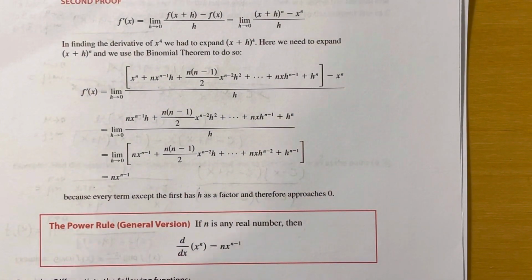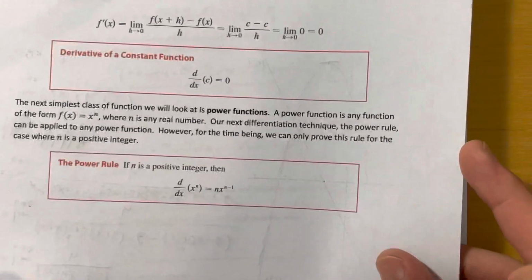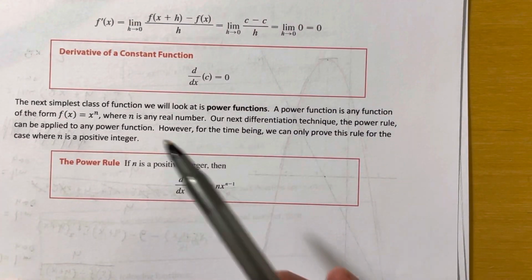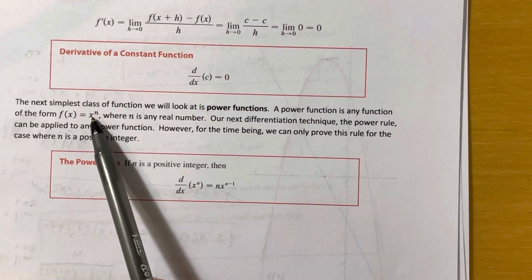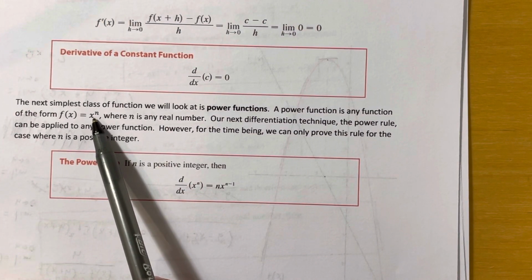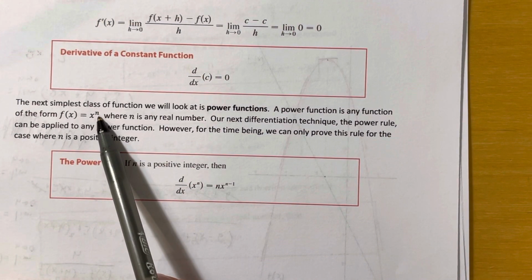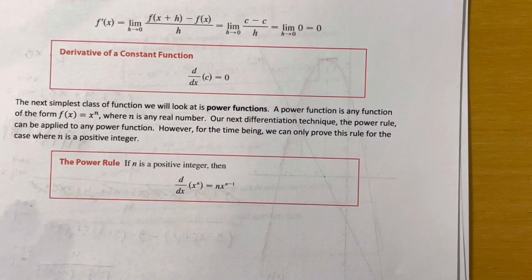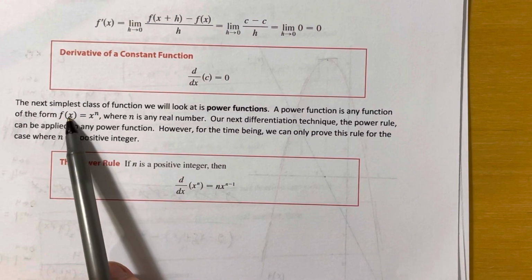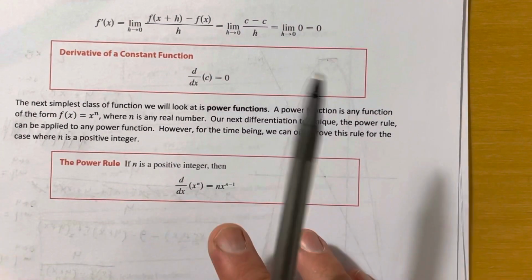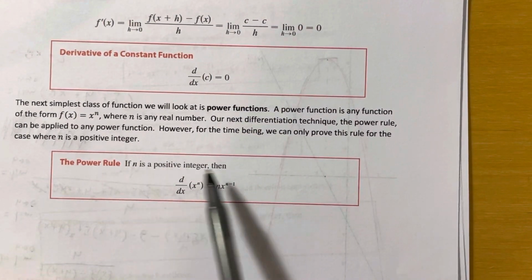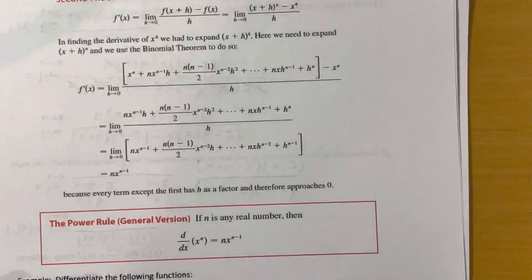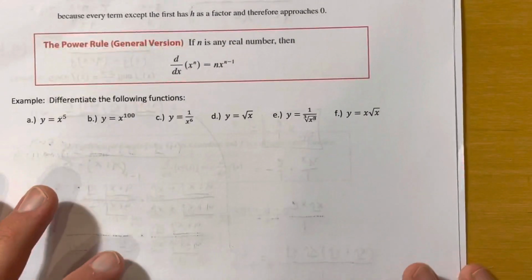Okay? Now again, when we stated the power rule here, we made the assumption that n is a positive integer. But as I said before, by definition, a power function is any function of the form x to the n, whether or not n is a positive integer. N can be any real number, and it's still a power function. And it turns out that the power rule, even though we only proved it for the case where n is a positive integer, actually works for all power functions.